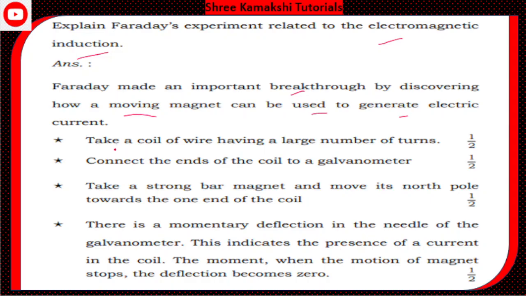First procedure is to take a coil of wire having a large number of turns. Connect the ends of the coil to a galvanometer. Take a strong bar magnet and move its north pole towards one end of the coil. There is a momentary deflection in the needle of the galvanometer. This indicates the presence of current in the coil. When the motion of the magnet stops, the deflection becomes zero.